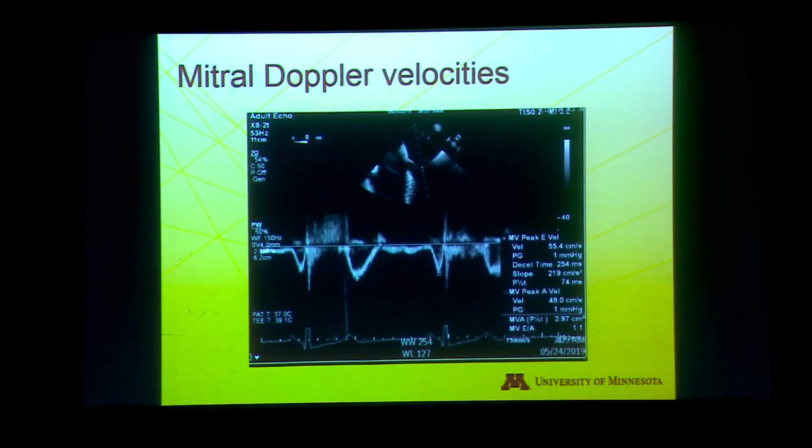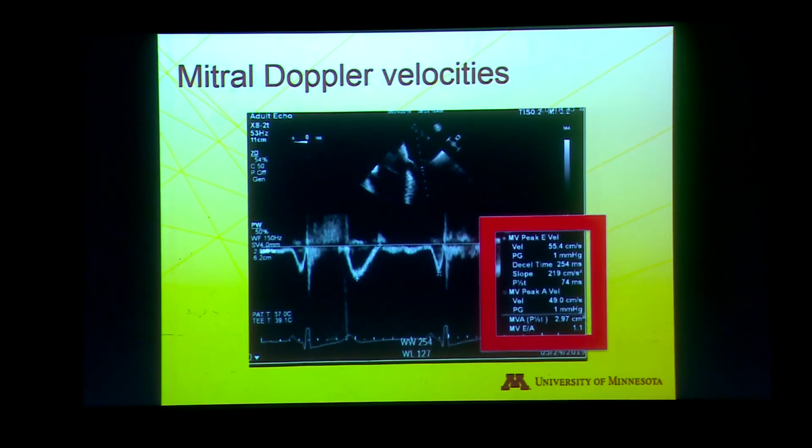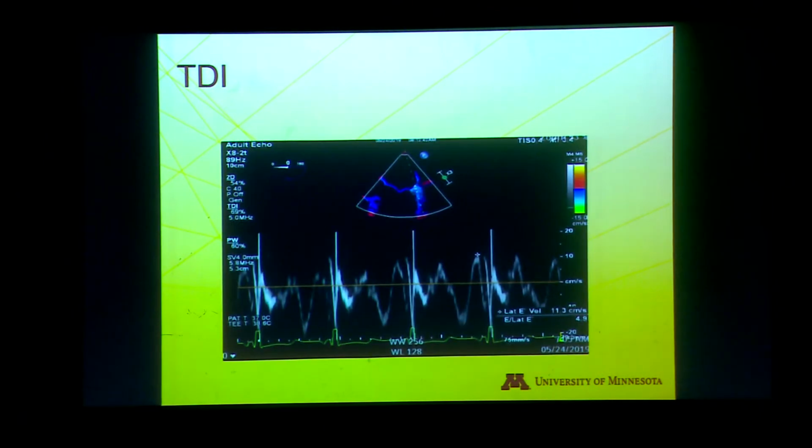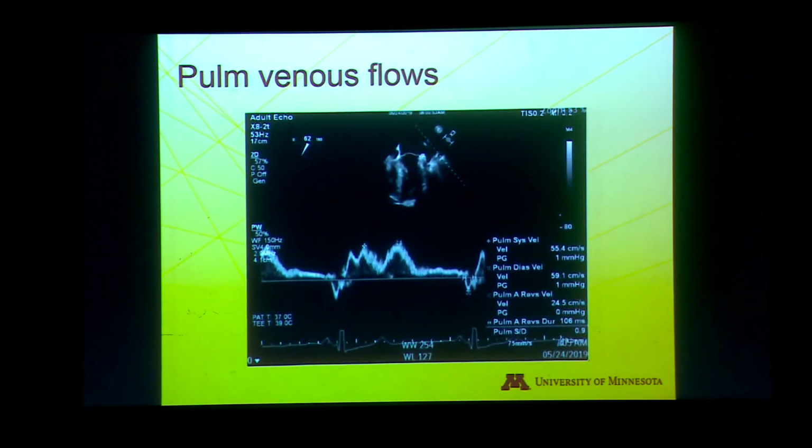So let's take a look at the mitral valve velocities. If you see here, the E by A ratio is 1.1 and the E velocity is 55.4. Okay. So the tissue Doppler velocities. This is the septal tissue Doppler, and it's 7.7. And this is the lateral velocity, which is 11.3. And we also check the pulmonary venous flow. In this particular patient, we do not have tricuspid regurgitation, and of course, we couldn't check the left atrial volume itself.